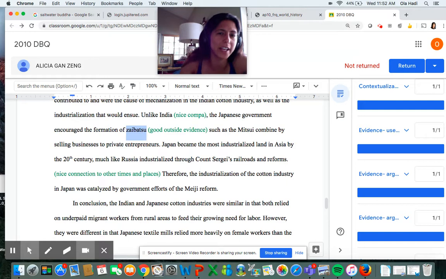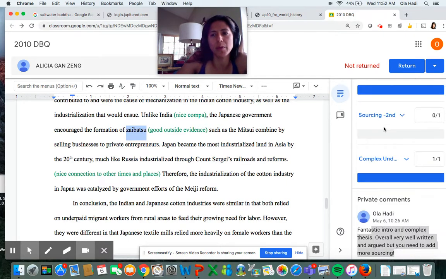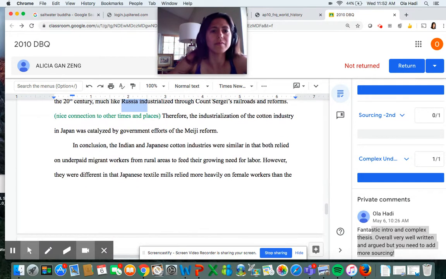What she's angling for is the complexity point. Remember, you can get it in a number of ways: by having a complex thesis and arguing it well, like Alicia's doing, where you have two similarities and two differences, by comparing to another time, or by comparing to another place. These are all really good things to do. Doing lots of sourcing, doing lots of outside evidence, all of that can help. Talking about causation when it's not that kind of essay. If it's a compare-contrast essay, you're adding another layer of historical thinking skills.